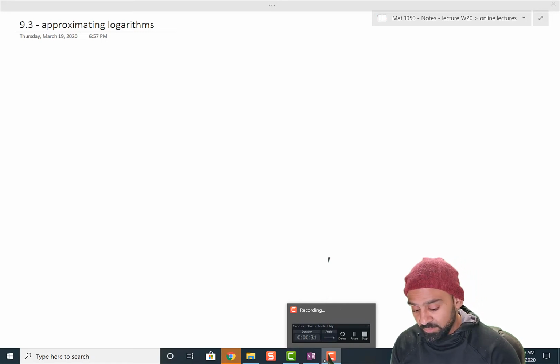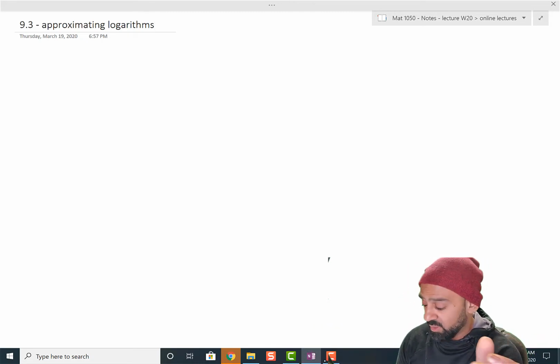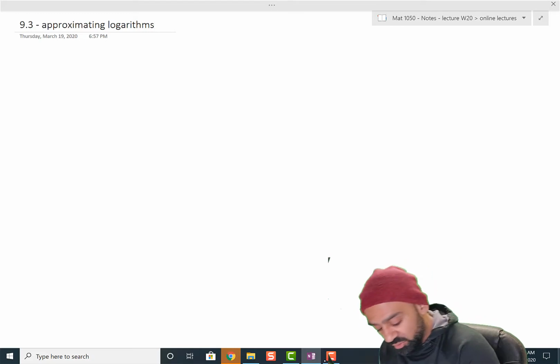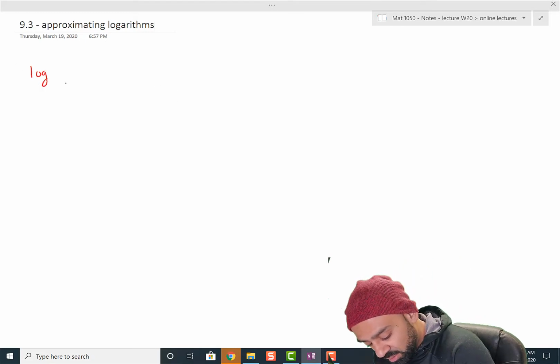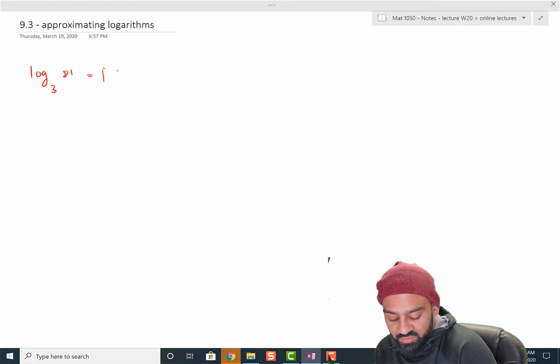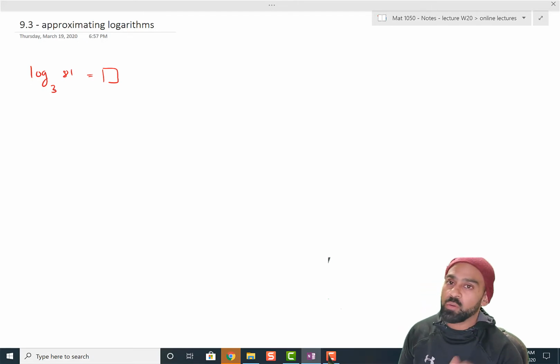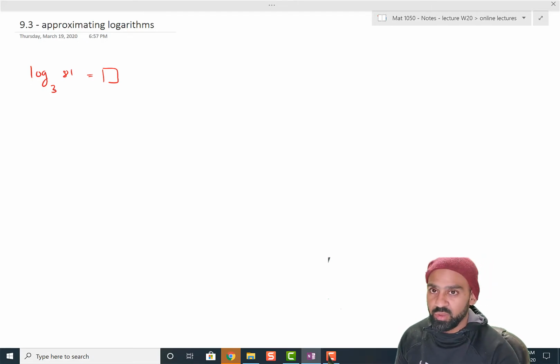So they are important, but most importantly, I think it's important to understand how to approximate them, because they all don't work out as pretty. Okay, so if I were to give you this guy, log base 3 of say 81, you'd already know the answer, and we're at the point now where we're going to be cranking this out in our head.